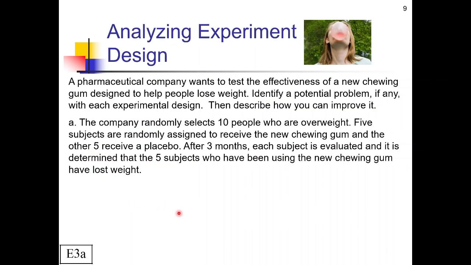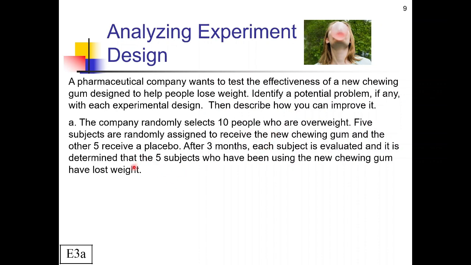For our last problem with this whole design analysis sort of thing we're doing, we're going to take a look at a pharmaceutical company that wants to test the effectiveness of a new chewing gum designed to help people lose weight. Imagine that. So for each of these 3 different experimental designs, we're going to identify a potential problem, if it exists. It might not. And then if there is a problem, describe how we could fix it. And maybe we'll get a hefty consulting fee for doing this, but probably not.